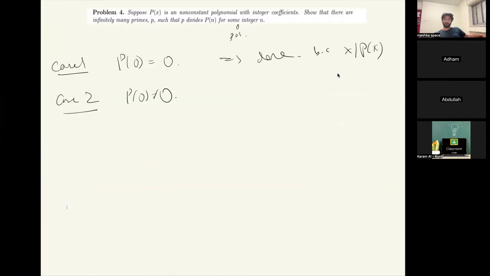Suppose that there are finitely many primes that satisfy the statement, p1, p2, up to pk. So suppose for contradiction there are only finitely many such primes p1 through pk. Now what?